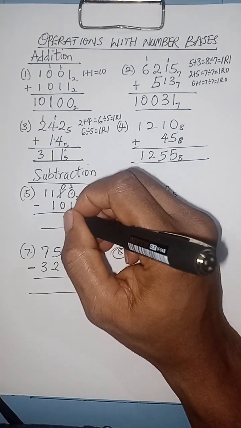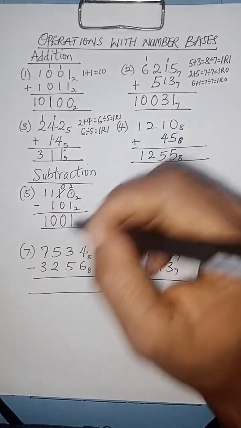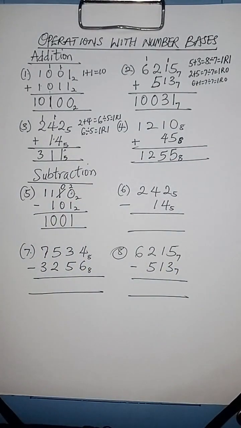0 minus 0, it's 0. 1 minus 1, it's 0. And then that's 1. Let's go to number 6. This will help us to understand what we're doing.